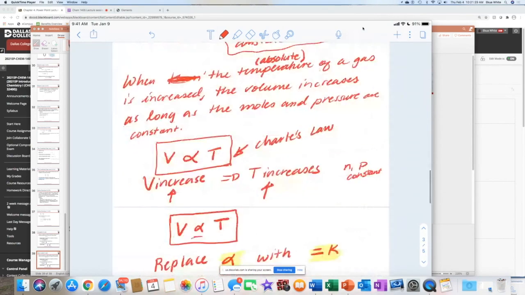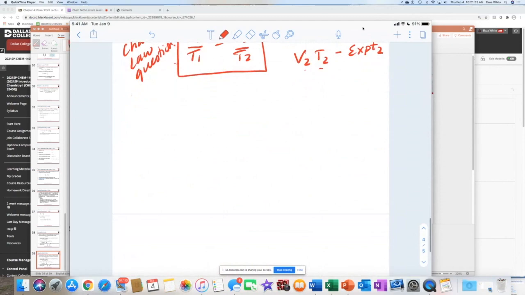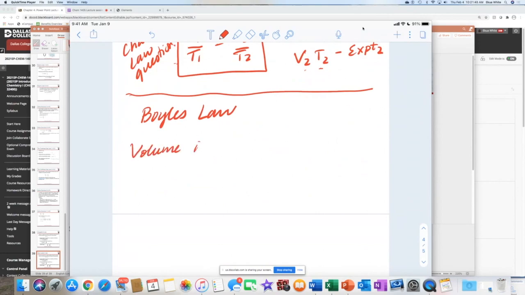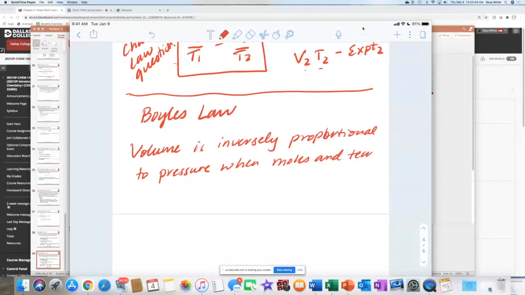Because you cannot really understand the law without deriving it. So the next one here is Boyle's law. For Boyle's law, this time we're relating, I'll give the short version: volume is inversely proportional to pressure when moles and temperature are constant.